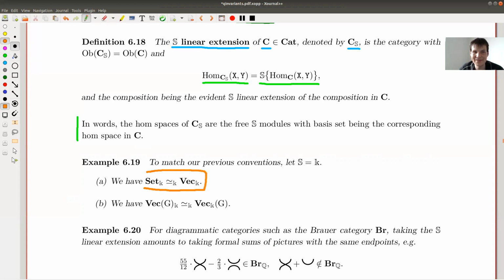Yes, and that is right. So the K-linear extension of sets is vector spaces. That just means, why on earth should I stay with sets? I can always go to vector spaces, and it's really no loss of information. You just have now a little bit of linear algebra to play around with. So vector spaces and sets are basically the same thing. The linear extension of the one is the other.